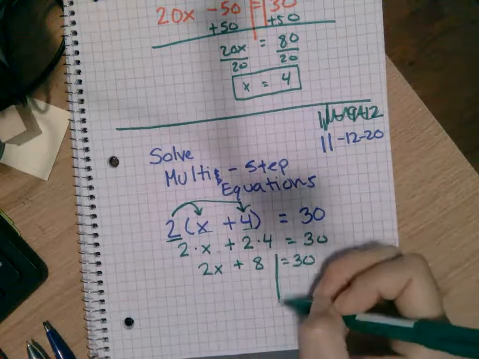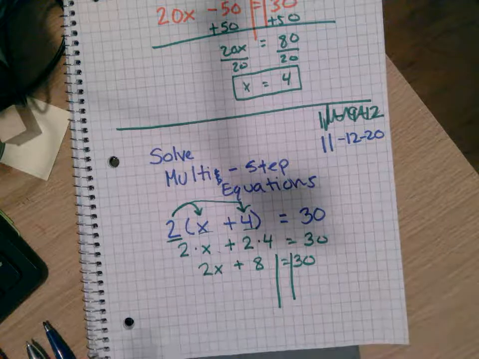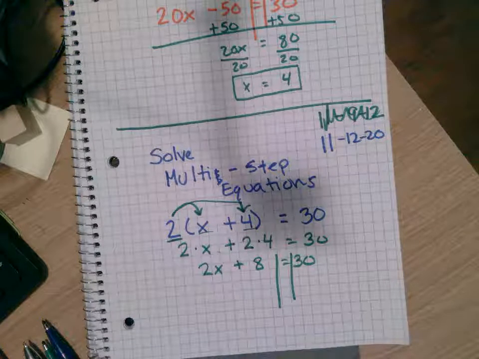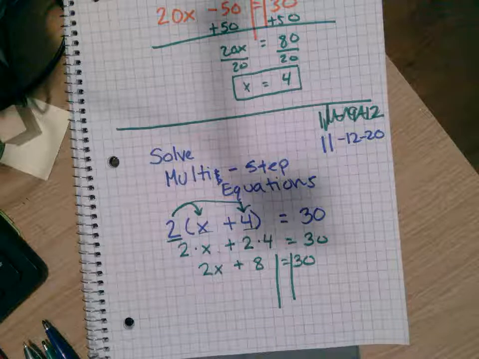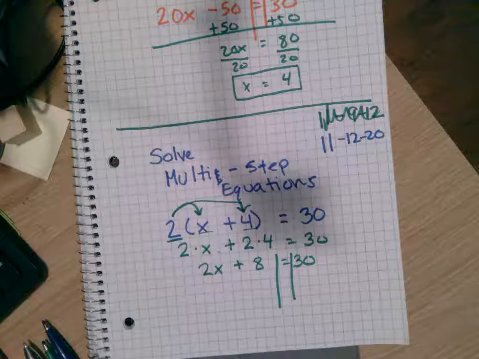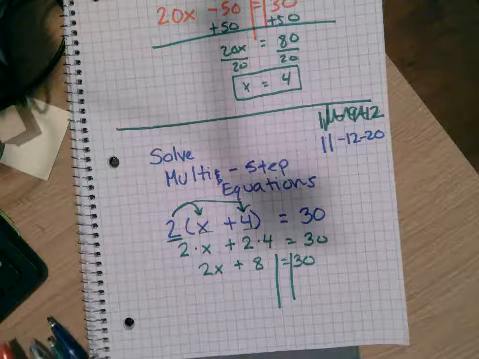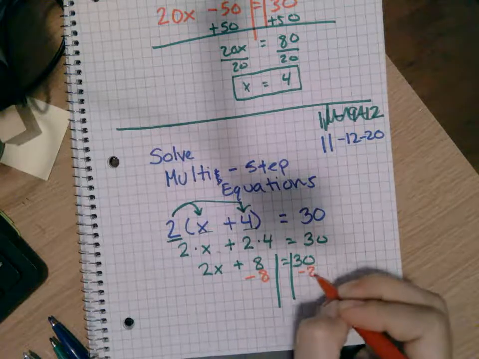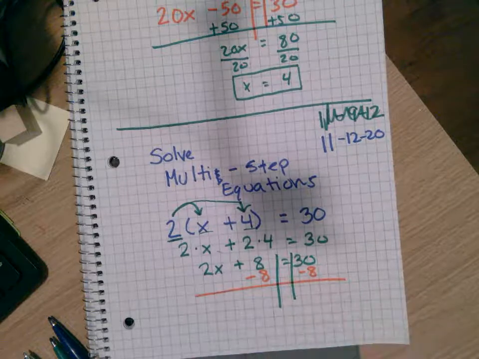So now we're going to draw our bars. And can someone help me? What is the first number that I move? And how do I move it? 8. Minus 8. Awesome, and then 8 on the other side. Beautiful. So minus 8 on both sides.